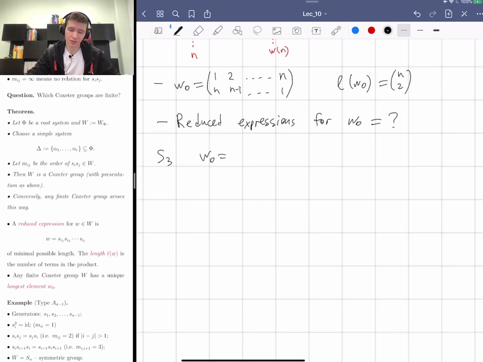Yeah, thank you. That's correct. So in terms of the S_i, what would that be? I think there is no S3, right? There is. That's correct, S1, S2, S1. So I start with, let's say, 1, 2, and 3. Then S1 means I swap 1 and 2. That's S1. And then I swap 2 and 3. That's S2. And then I swap 1 and 3. And so I get 3, 2, 1. And that's W naught.